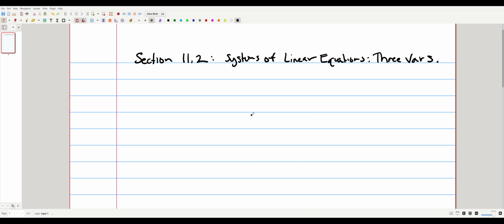So how is this really any different from the last section? Well, essentially, all we've done here is just added another variable. We're going to call it z. And so when you have a system of three variables, to be able to solve it, you need three different equations. So I'm just going to write down what our equations are for this problem.